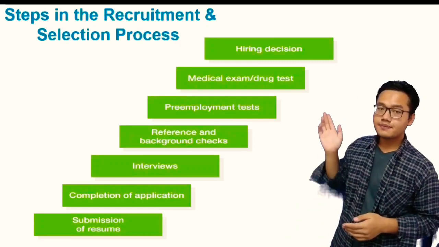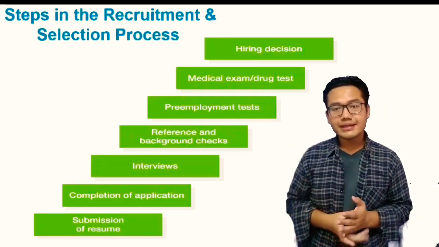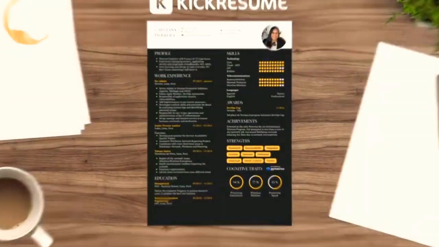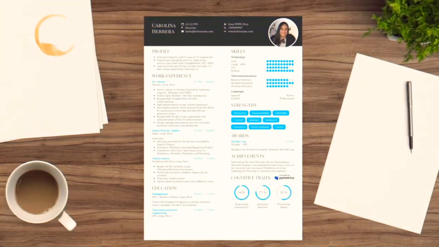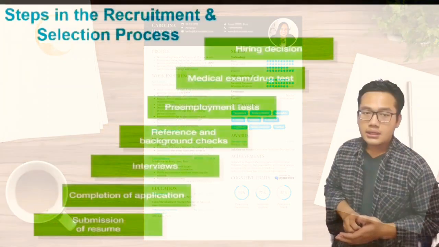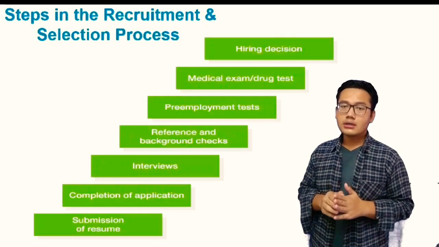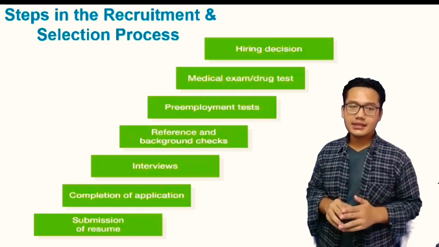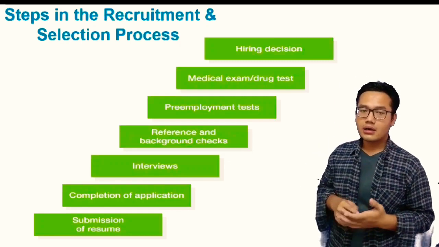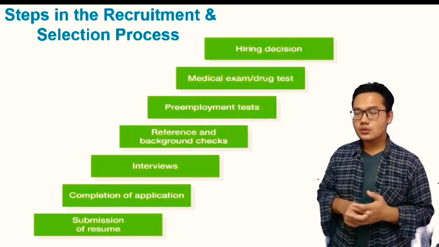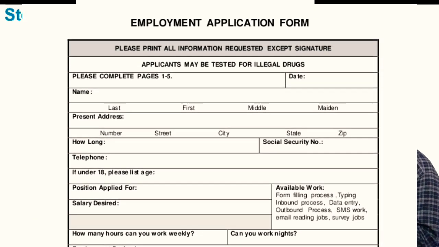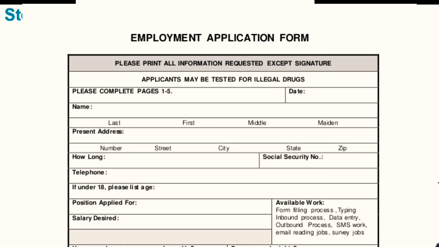Here are the steps in the recruitment and selection process. Start with the submission of resumes. Submission of resumes is to screen out people who are not qualified for the job in order to save time and money. We can do it by cover letters, resumes, internet checks, front-end video screening, and application forms.